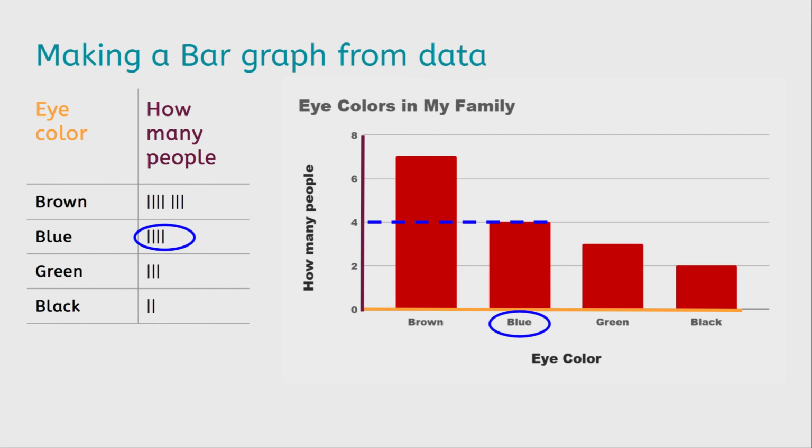Blue eyes has 4 tally marks, and the bar on our graph goes up to the 4 on the y-axis. Green eyes has 3 tally marks, and the bar goes up to 3 on the graph, where that dashed green line is. And black eyes has only 2 tally marks, and the bar goes up to 2 on the graph.